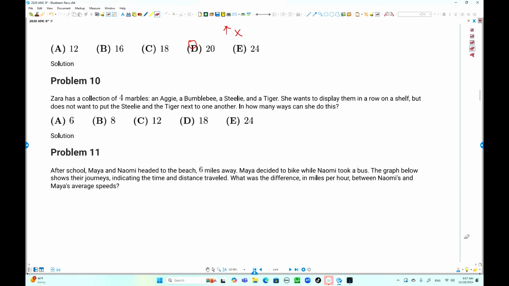Number 10, we have 4 marbles A, B, S, T. So she wants to display them in a row on a shelf, but Still and Tiger not next to each other. How many ways can she do this?